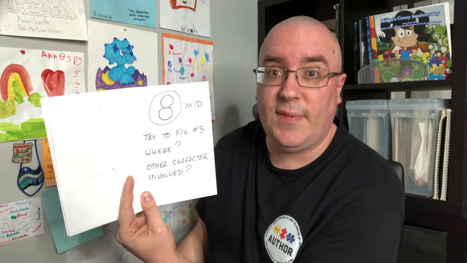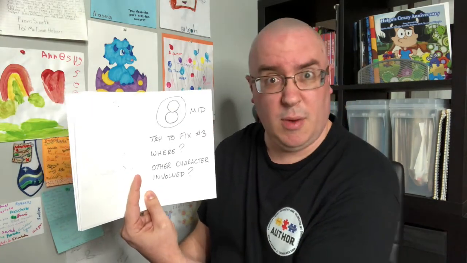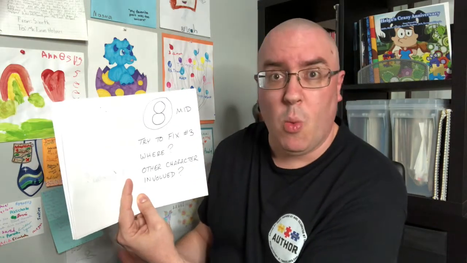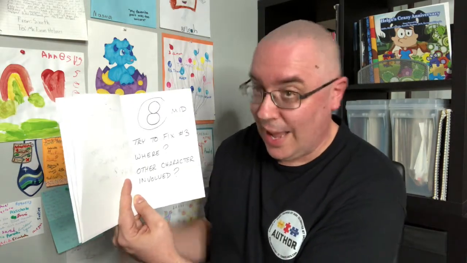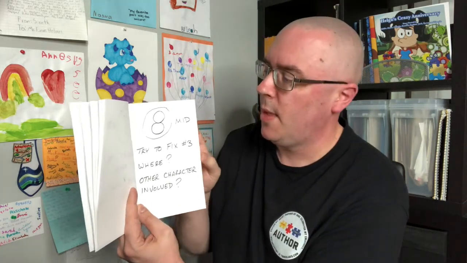So why did it fail? How did it fail? That's what takes place in the middle of our story on page 7. And then our third and final attempt to fix the problem, but it fails as well. Oh no. Now, where does that happen? And are there other characters involved? You'll notice a pattern here, right?